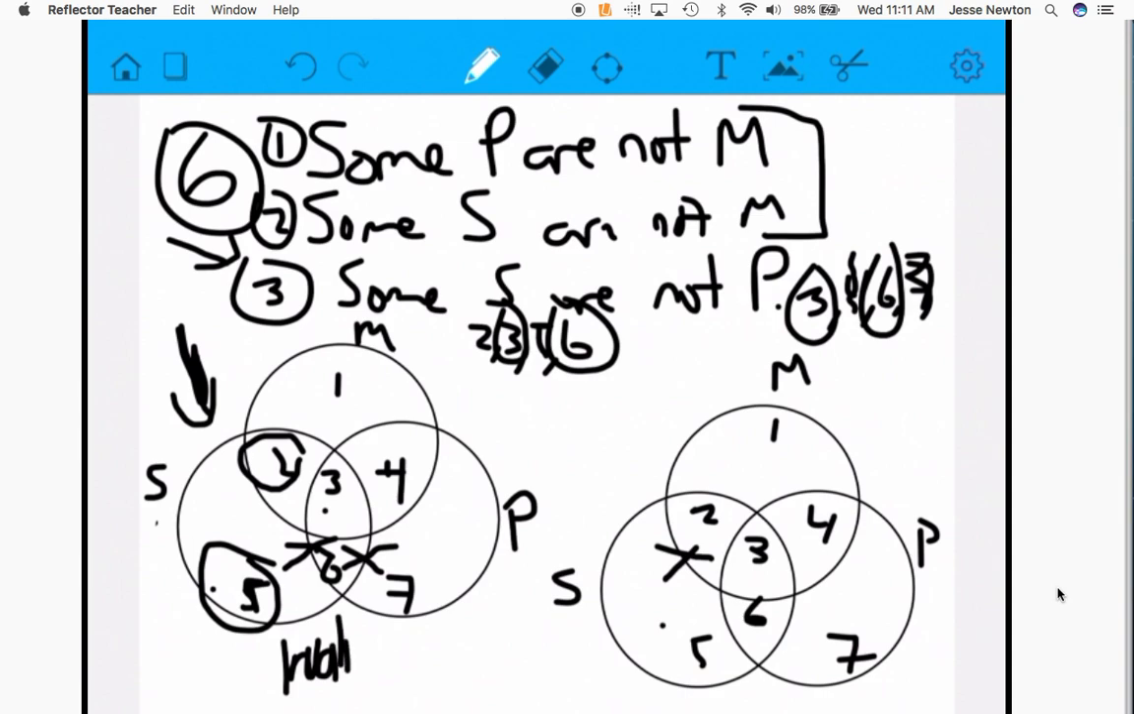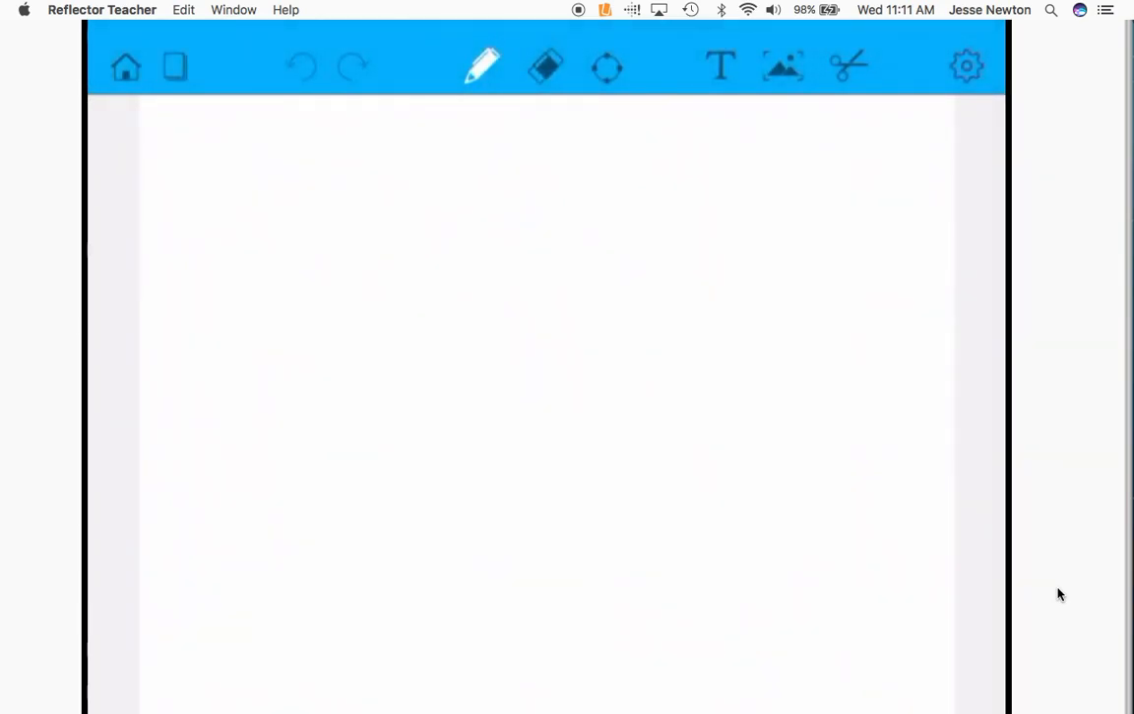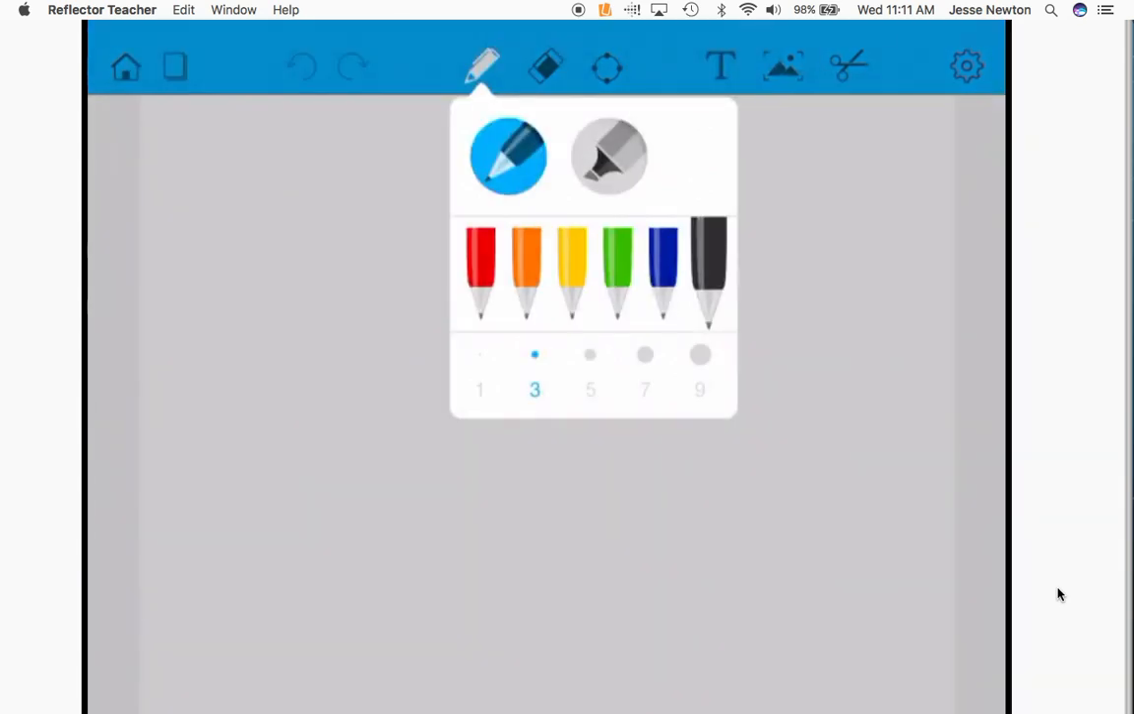Man, that is poorly written. But it's invalid. So argument 6, invalid. All right. Well, let's clear all. Maybe I'll write a little neater this time. I'll try. I keep saying that. It hasn't worked out so far.